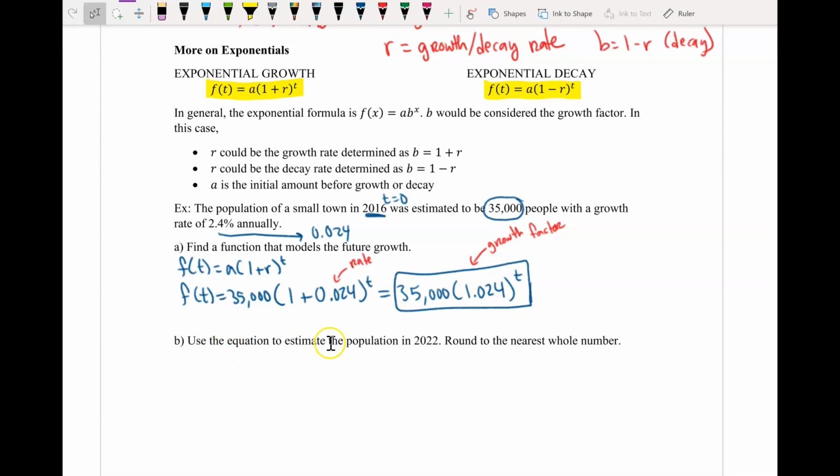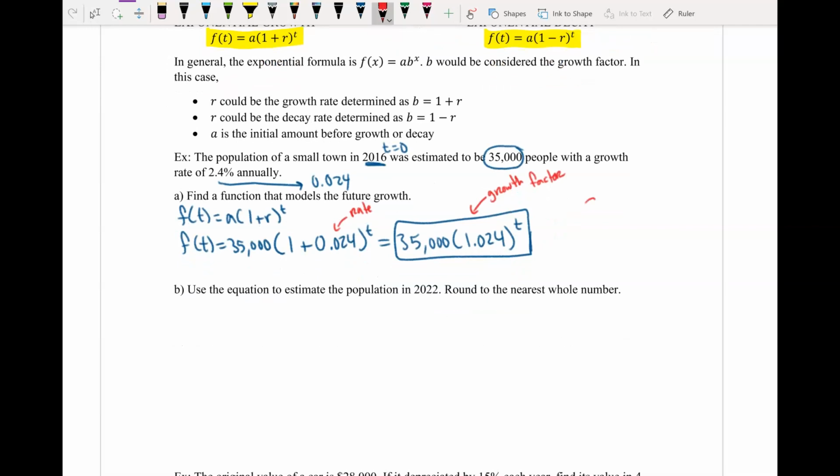So now use this equation to estimate the population in 2022. All right, so remember, we let 2016 be our initial amount at t equals 0. So in 2022, how many years is that? That would be about 6 years. Okay, so that means in 6 years, how many people do I have? All we're going to do is plug in 6 in here.